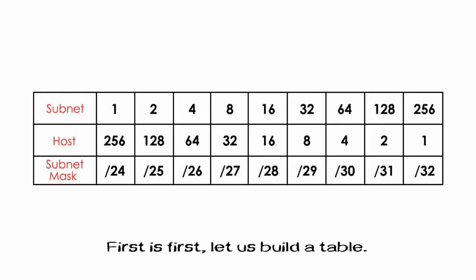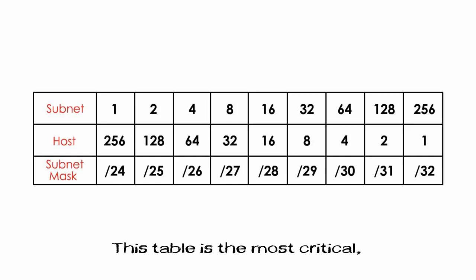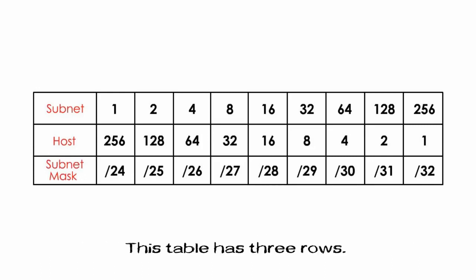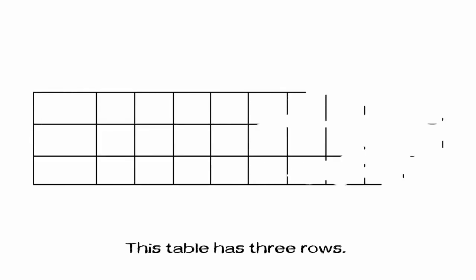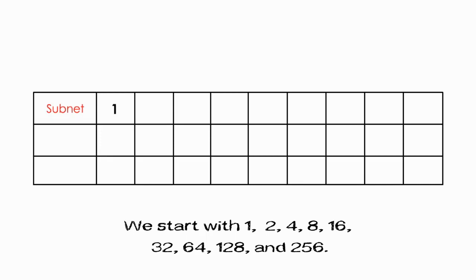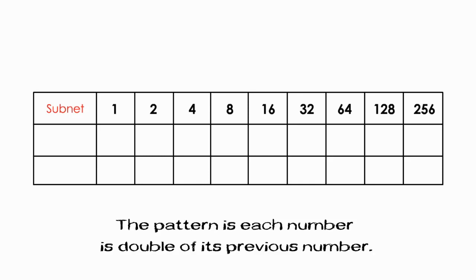First, let's build a table. This table is the most critical because once we build it, we can easily solve most subnetting questions. This table has 3 rows. The first row is a subnet with 9 numbers. We start with 1, then 2, 4, 8, 16, 32, 64, 128, and 256. The pattern is each number is double its previous number.